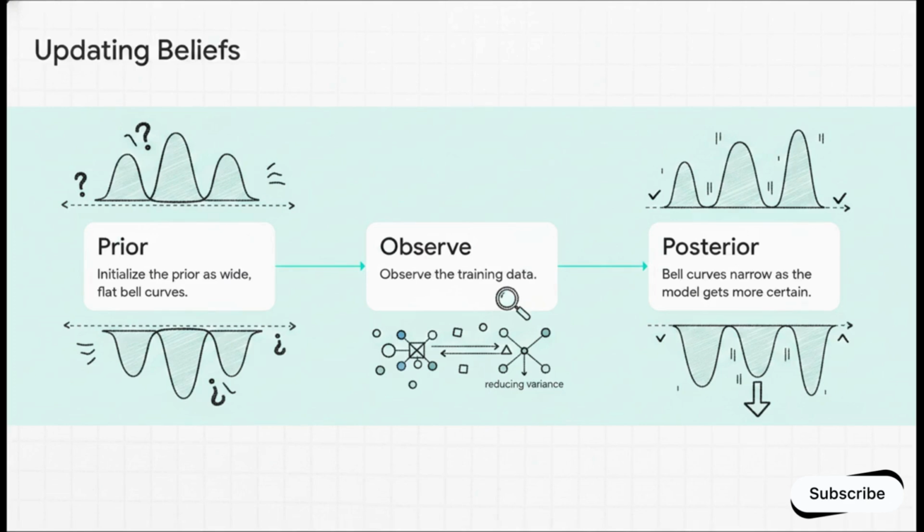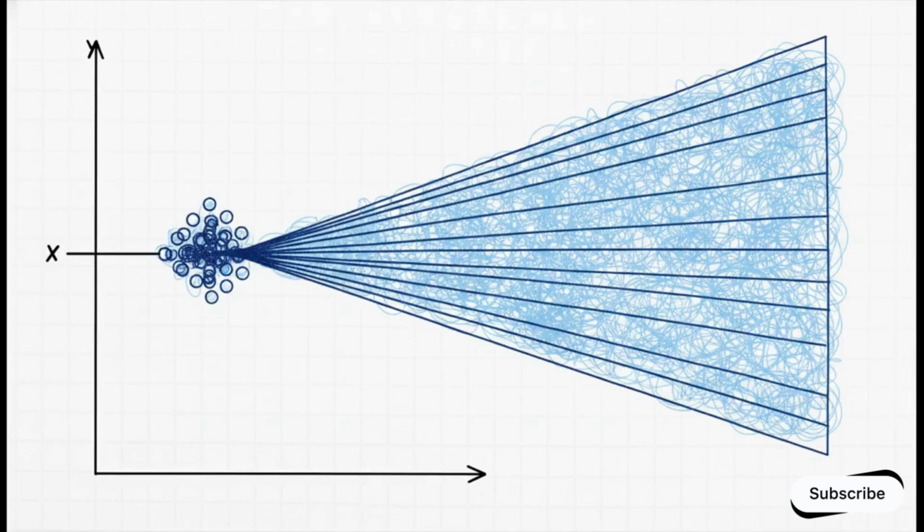You'll notice the bell curve's getting narrower and narrower. This is vital. In a Bayesian network, learning is literally the process of reducing the variance of your weight distribution. The model gets more certain as it sees more data. And here is where that totally pays off.